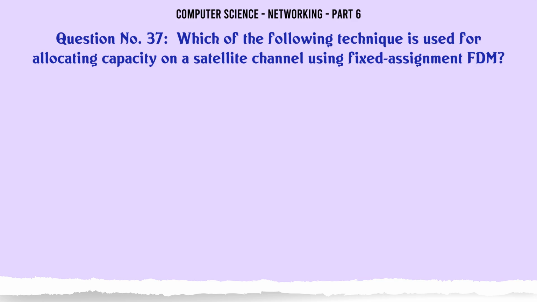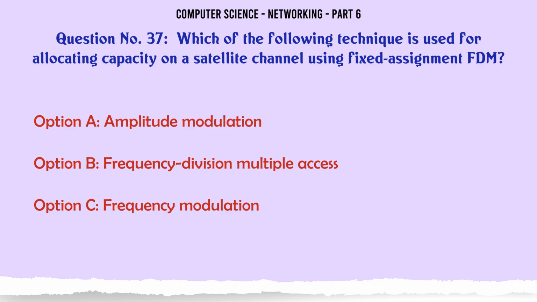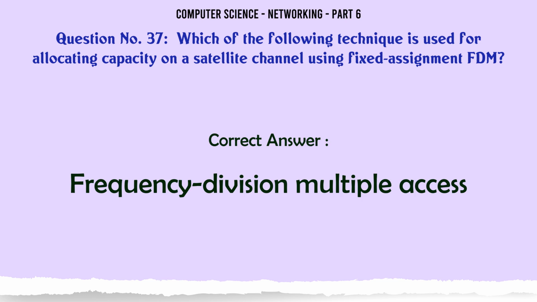Which of the following techniques is used for allocating capacity on a satellite channel using fixed assignment FDM? A. Amplitude modulation. B. Frequency division multiple access. C. Frequency modulation. D. Frequency shift keying. The correct answer is frequency division multiple access.